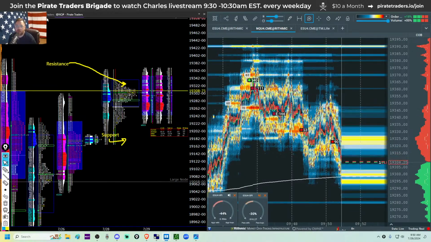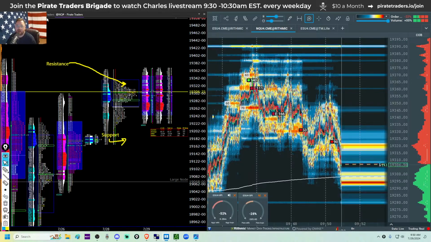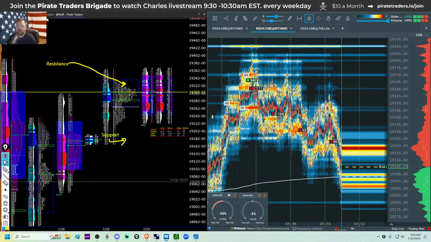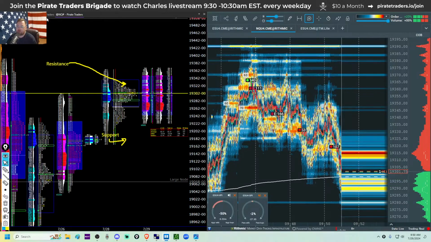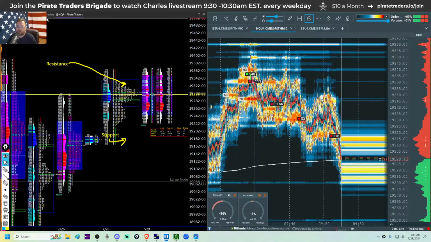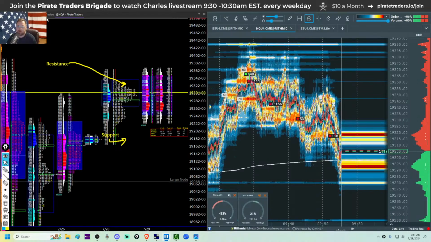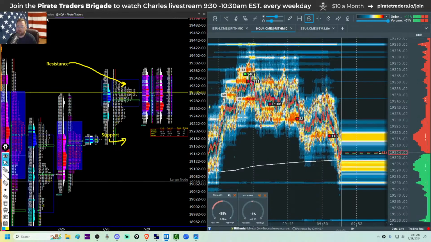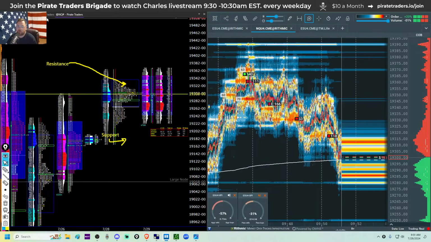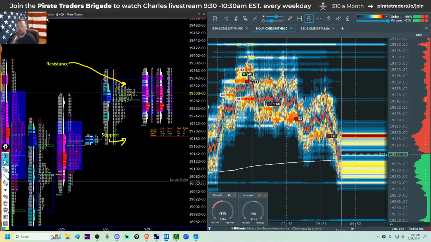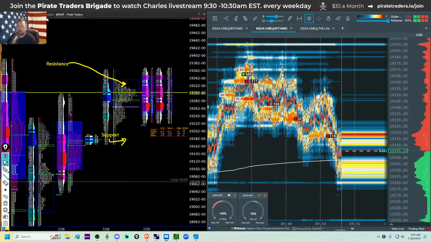Okay, moment of truth for the NQ. Here's that test of Friday's high. Once again, 19,300. They want to turn this into support if they can keep this momentum going. They do not want to pass back through 19,282. Can they hold it on the Q?